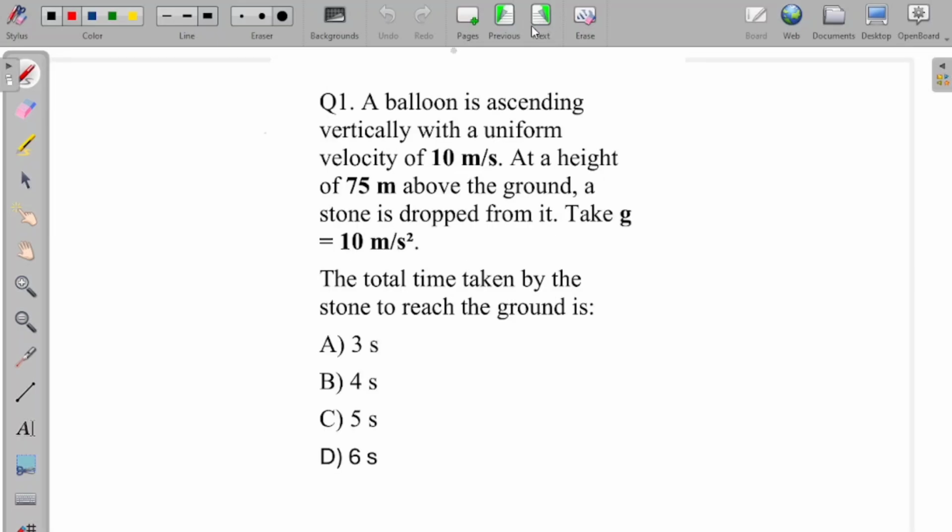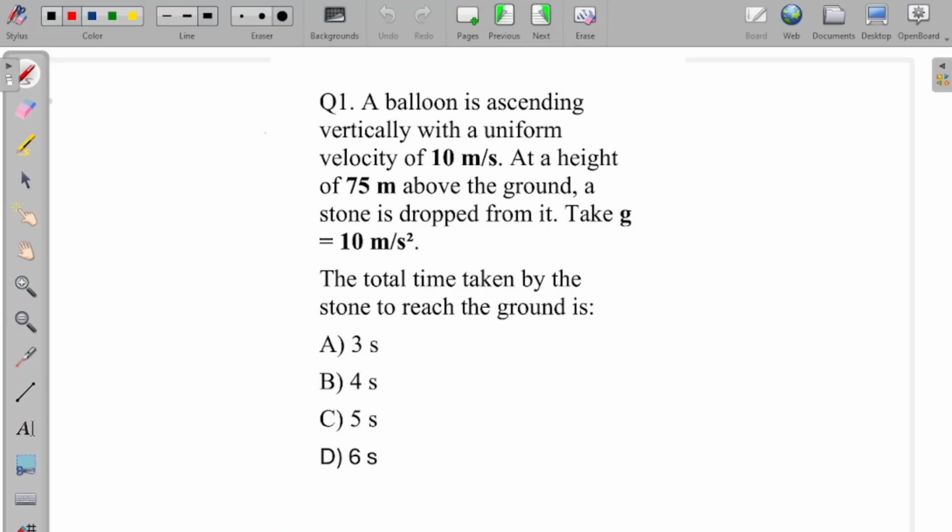Before we begin solving these questions, my advice is that you learn differentiation and integration before you solve the questions of motion in 1D. That will be very helpful. Now let's get to the questions.